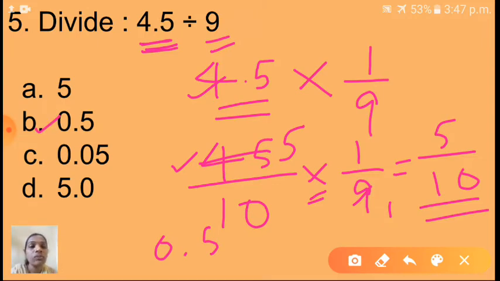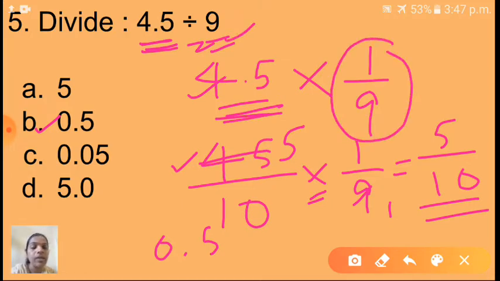Understood now? If you want to divide one number, what is the first step? You have to multiply that number by the reciprocal of the second number. Okay. So here this 4.5 we can write as 45 upon 10. And if you cancel out here, the final answer is 0.5. Understood now? Shall we go to next?